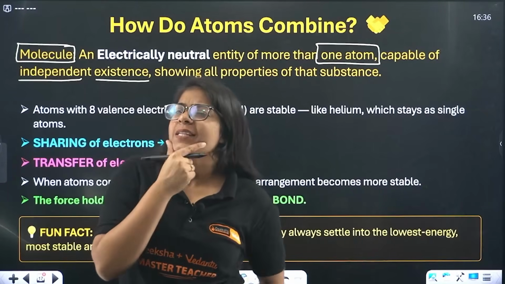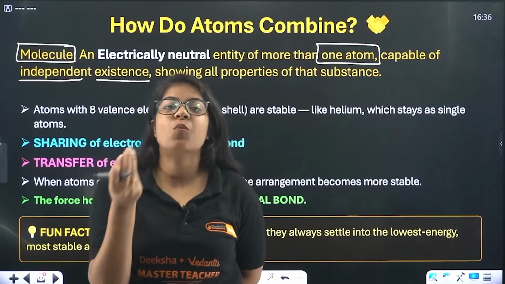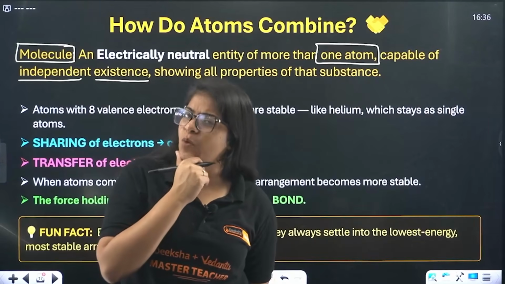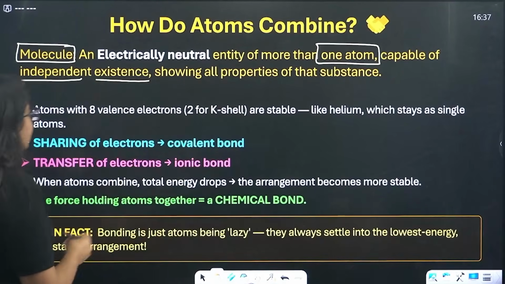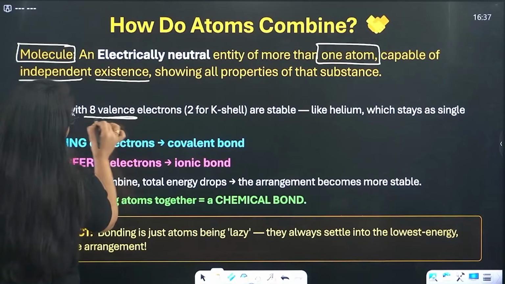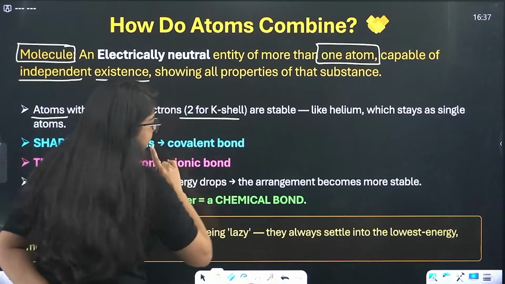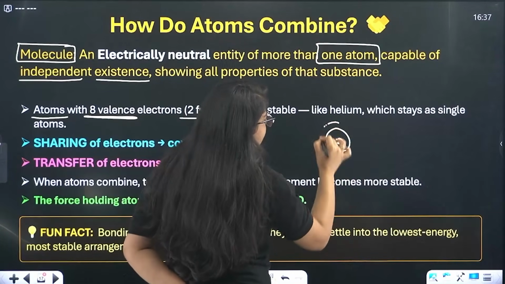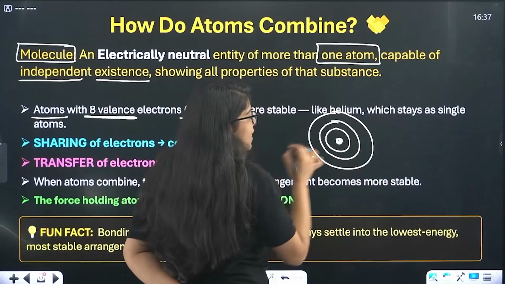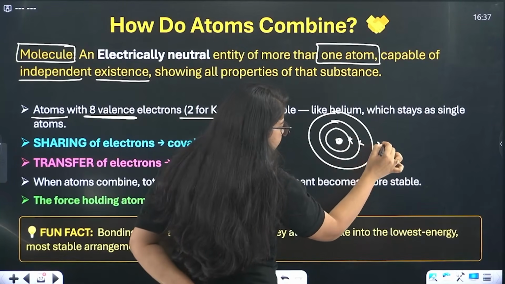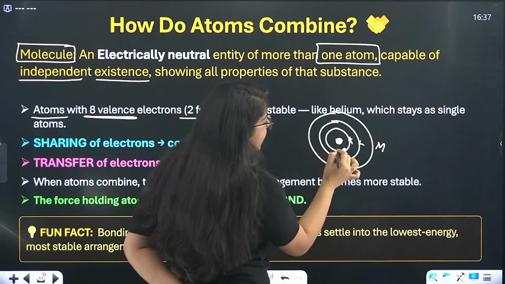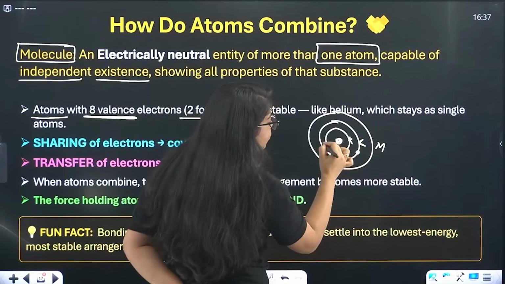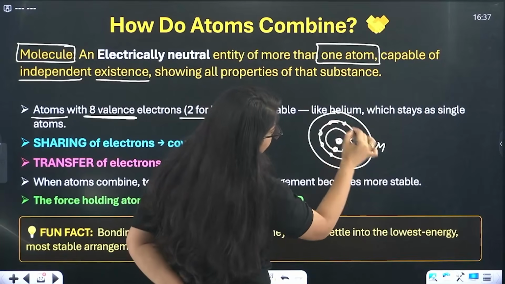However, H2O and HCl are not molecules in this sense. We won't call them molecules, we will call them compounds. We are talking about molecules. So, what actually are molecules? Now, beta, talking about it, see, atoms with 8 valence electrons or 2 for the K shell, we studied about in the journey inside the atom, right? This is your nucleus. These are the electronic shells or stationary shells. Now, this is K, L, M. The K shell can have only 2 electrons. This L shell can have 8 electrons. 1, 2, 3, 4, 5, 6, 7, 8.